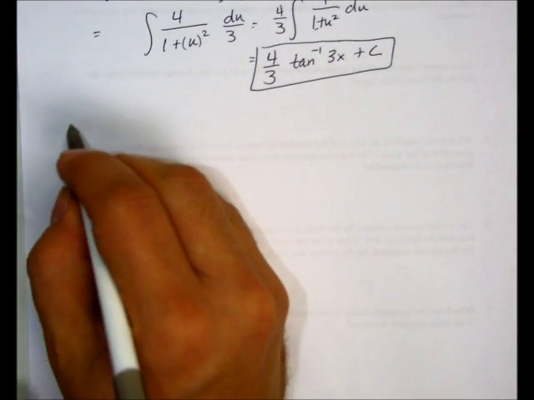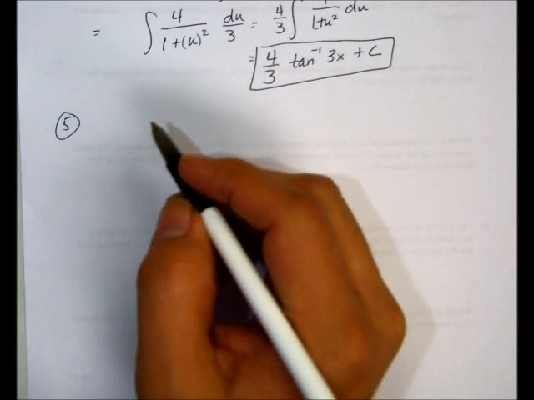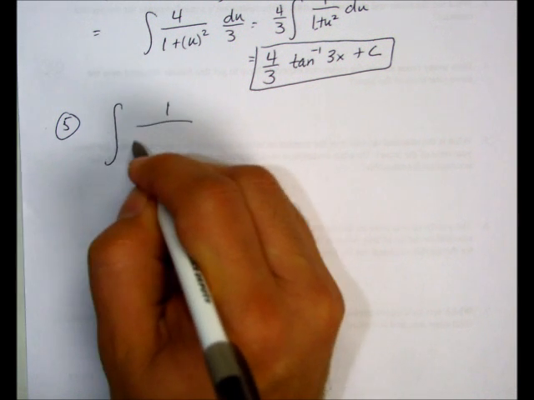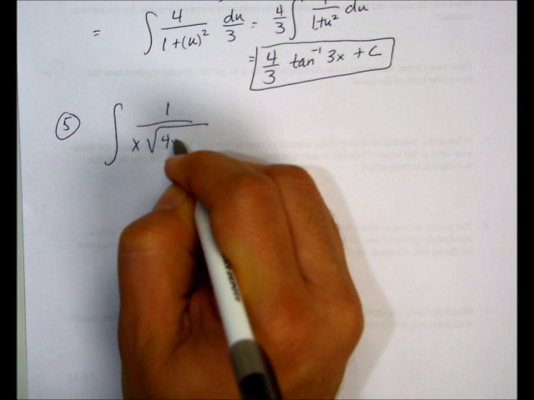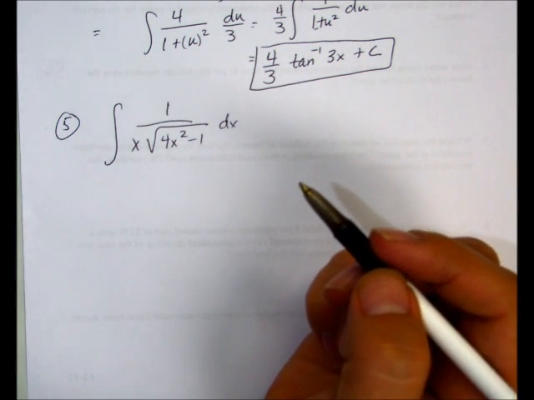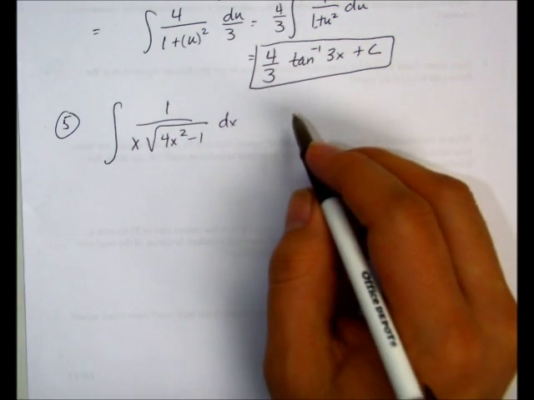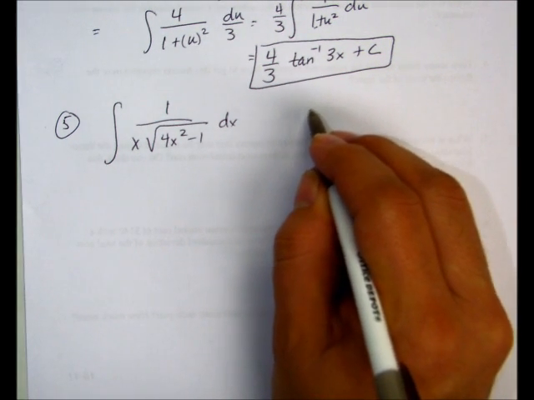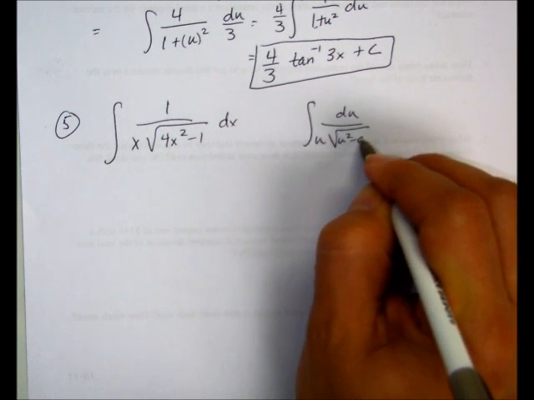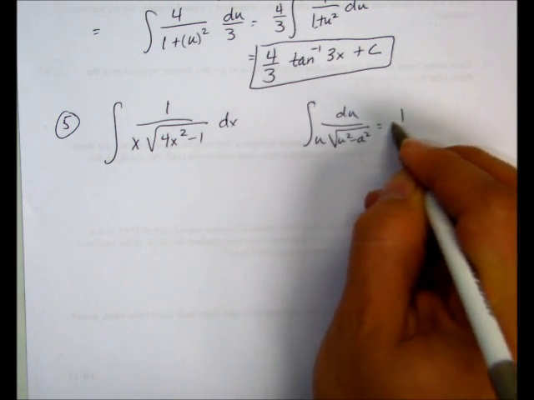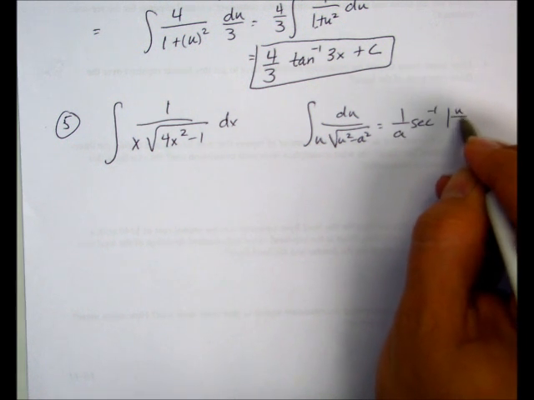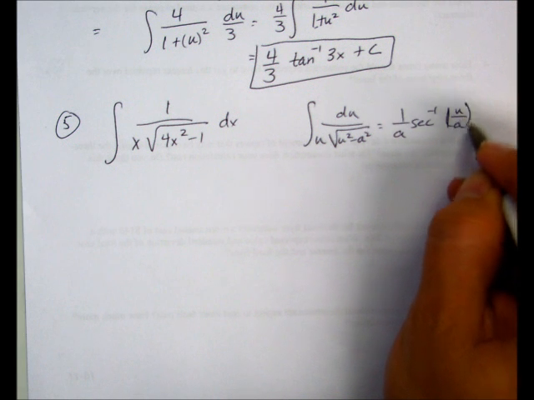Okay, so number 5 is the integral of 1 over x square root of 4x squared minus 1 dx. Now this one most closely resembles the arcsecant, which was du over u square root of u squared minus a squared, equals 1 over a, inverse secant of u over a plus c.